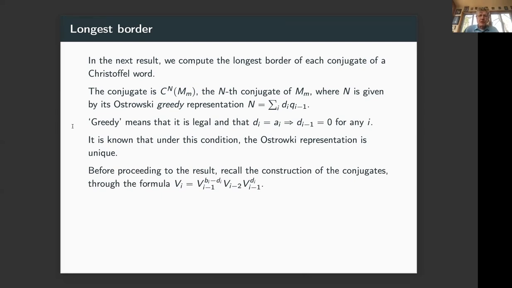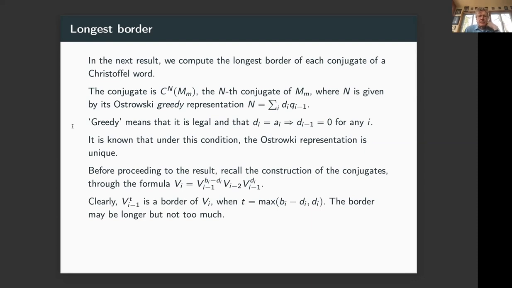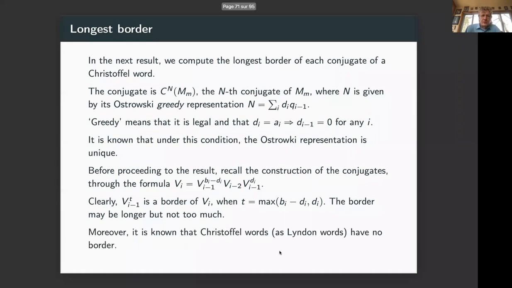Before going to the result, recall the construction of the conjugates. Each conjugate is given by this formula. And it is evident that when t equals the maximum of the two exponents, then v_{i-1}^t is a border of v_i. This is clear on the formula. But the difficulty here is that the border may be longer, but we'll see it's not much longer. We also know that Christoffel words are Lyndon words, and Lyndon words have no border. So we exclude Christoffel words from the next theorem.